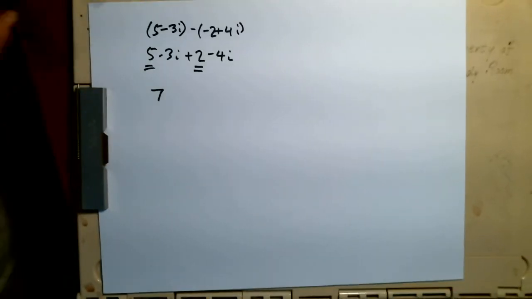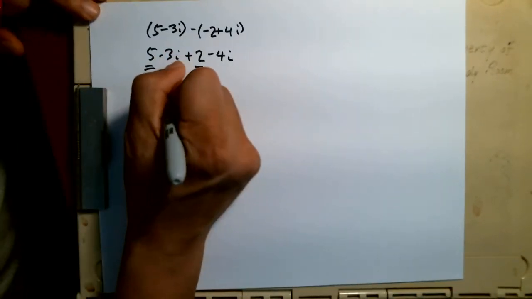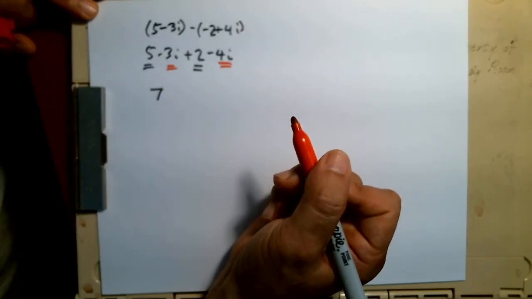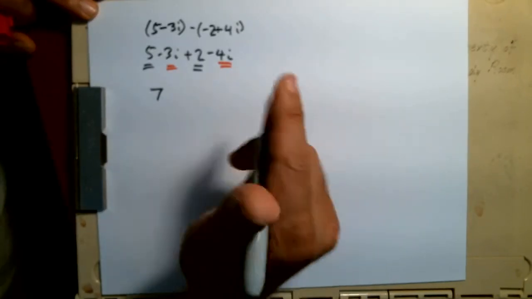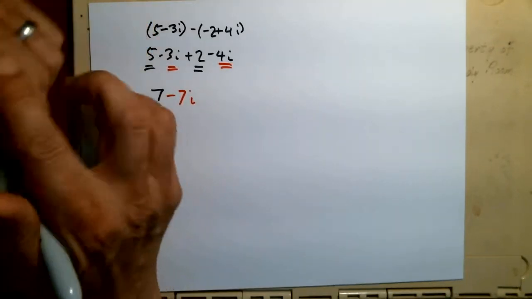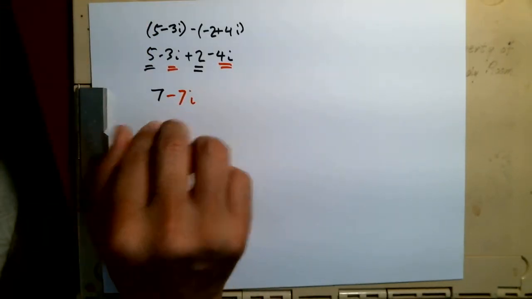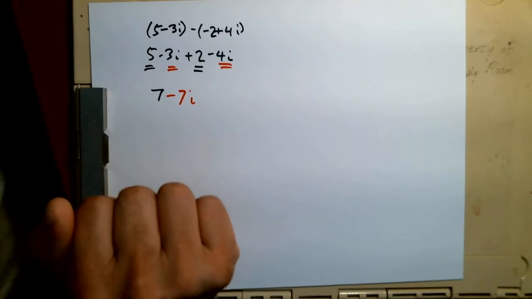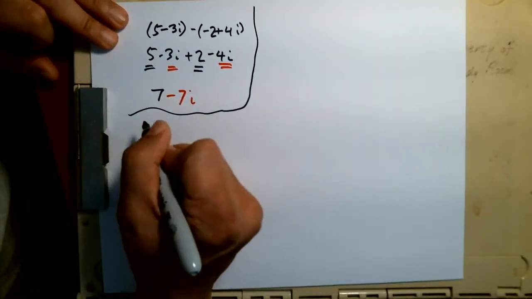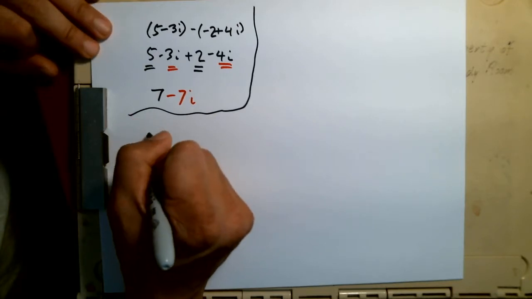The imaginary component, I'm going to use red pen. You have a minus 3i, minus 4i. What do you end up with? Give you a second. Minus 7i. That's the imaginary component. Okay? You should be able to do this by yourself. Let's do some more problems here. Let's do the products now.